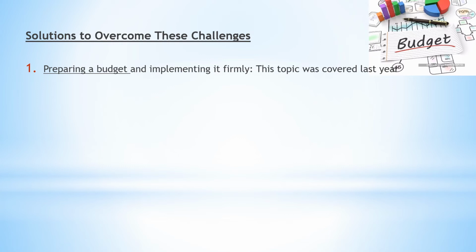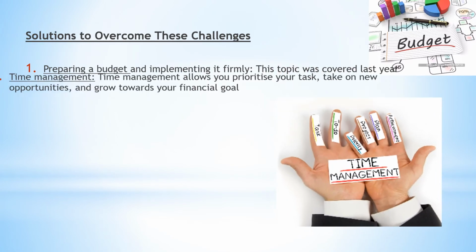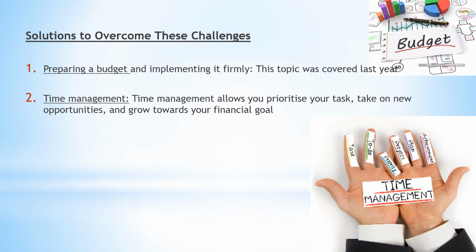A budget is a forecast or an estimate of future income and expenses. So it's a plan. Second one is time management. Time management allows you to prioritize your task, take on new opportunities, and grow towards your financial goal.